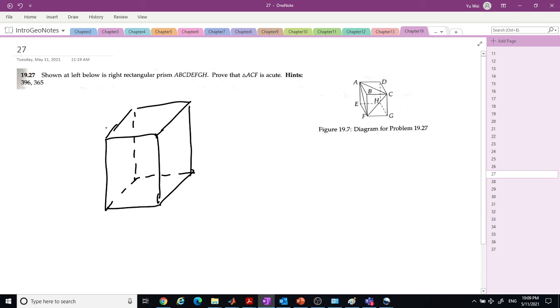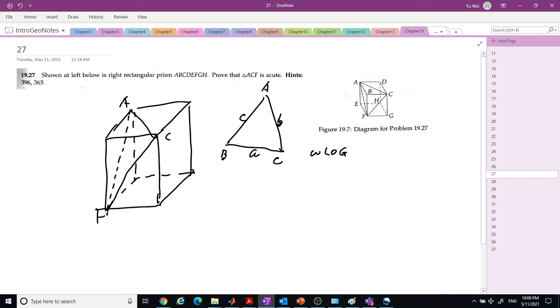Let me point to the ACF on the diagram. So, ACF, right? We want to prove the triangle ACF is an acute triangle. To prove that any triangle is acute, for example ABC, let's see the ABC.